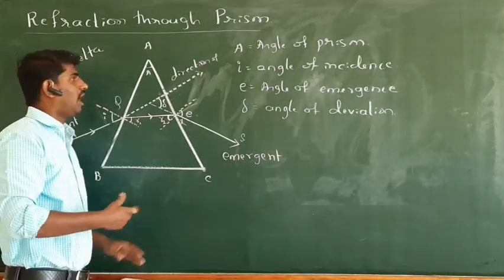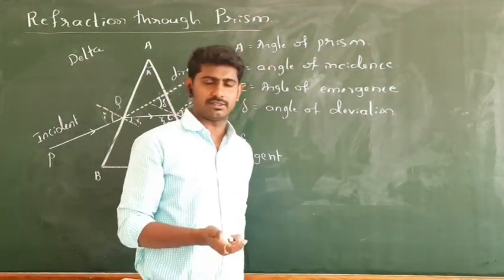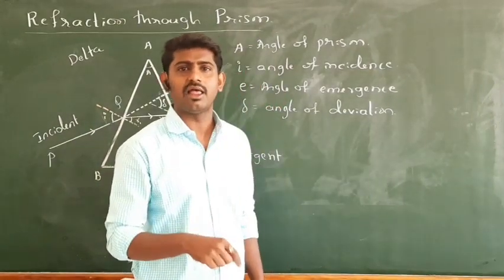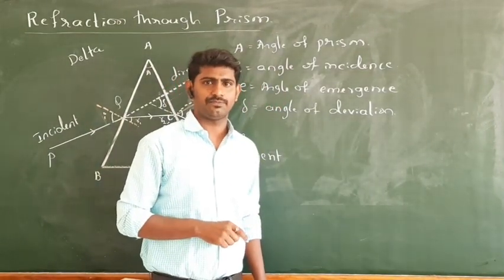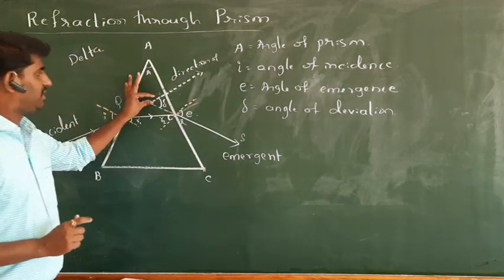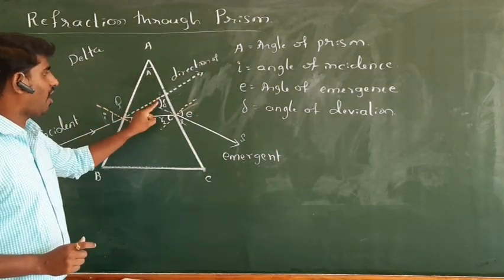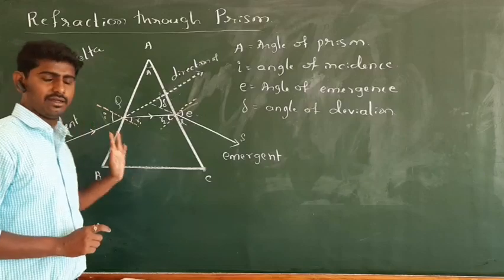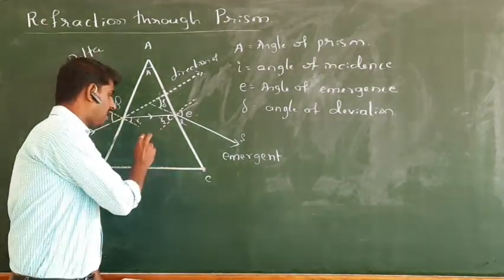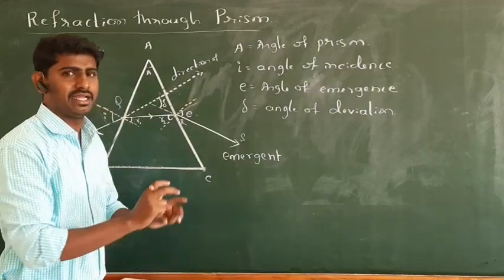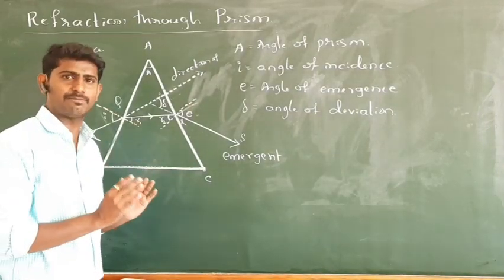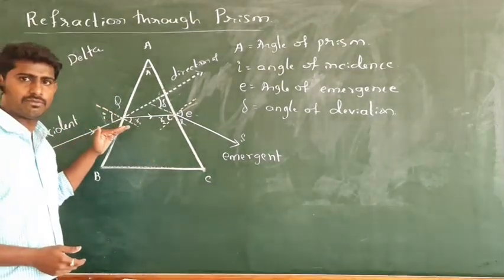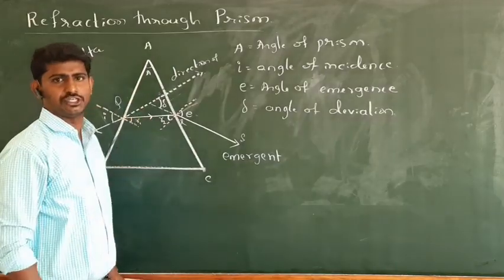If anybody asks you on what factors the angle of deviation depends, it not only depends on the angle of incidence, it also depends on the material of the prism and the surrounding. But the material of the prism and the surrounding are constant. Once you manufacture the prism, it will be constant forever. And we can change the angle of incidence at any time. So as you change the incidence, the deviation changes.